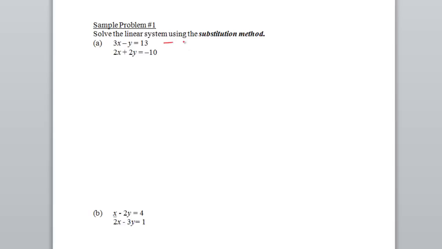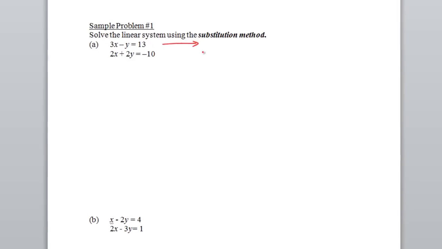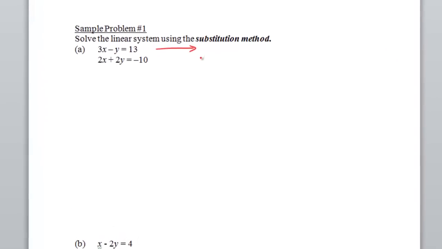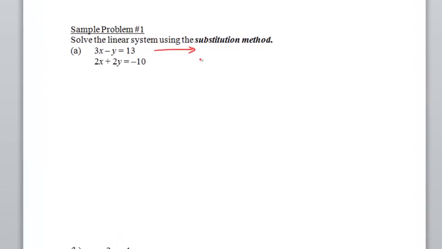So I'm going to go ahead and take the first one and substitute it, or get it in terms of y. If you notice between the two equations that the y term is a -1, so that's going to be the easiest to isolate or get by itself. So I'm going to subtract 3x from both sides, and then I'm going to divide both sides by -1, and that's going to give me y equals 3x minus 13.